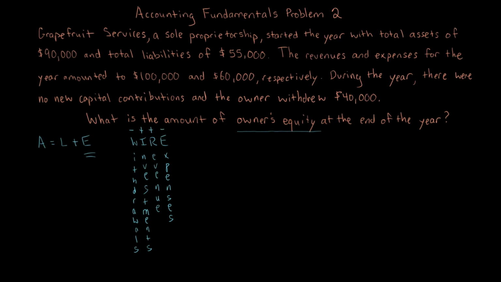So the idea is that the W and I have an inverse relationship. They're related in a way, but they're inverse. So investments into the business are going to increase owner's equity. Withdrawals are going to decrease, and so they're the reverse there.